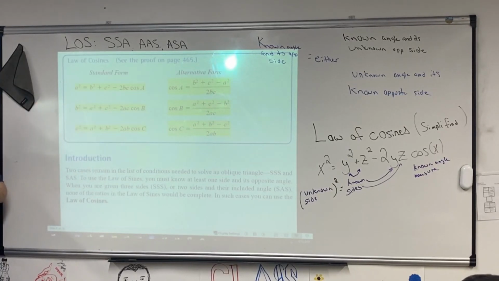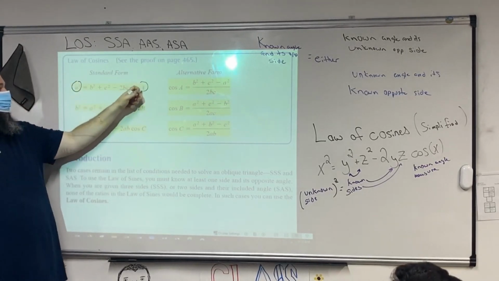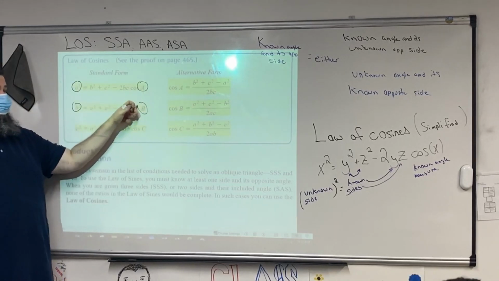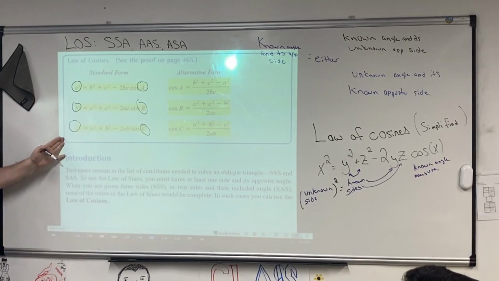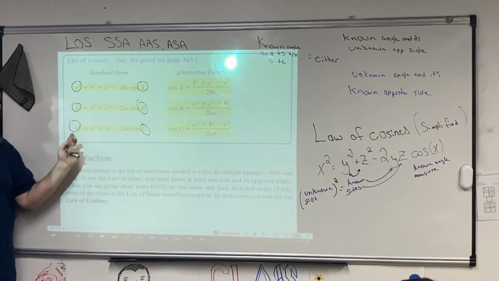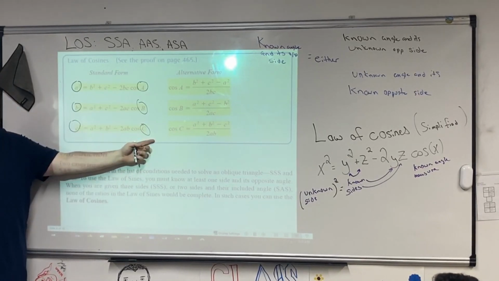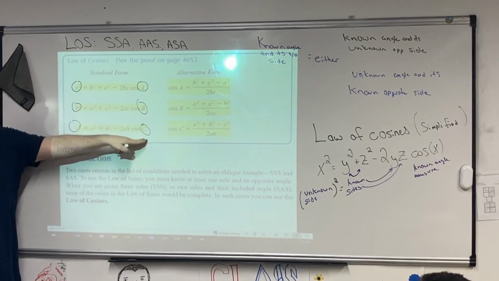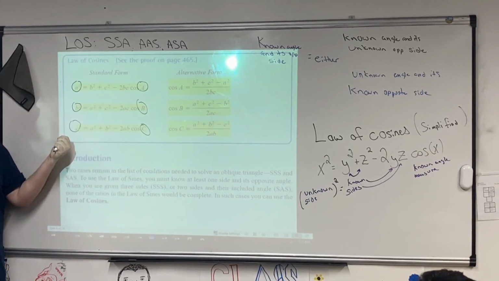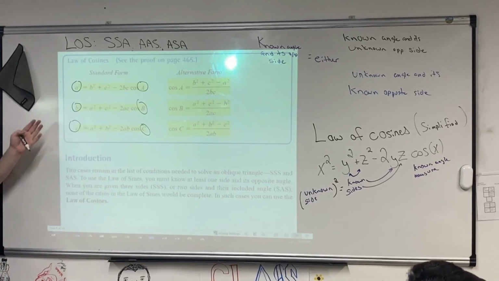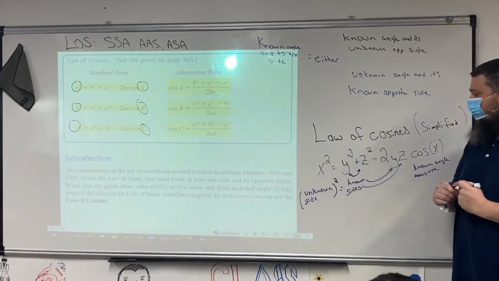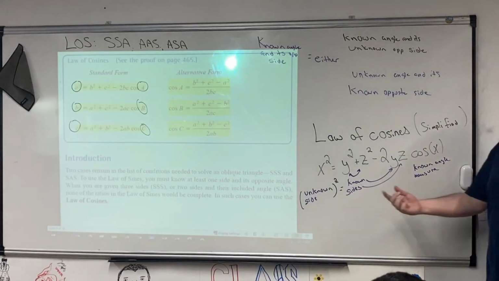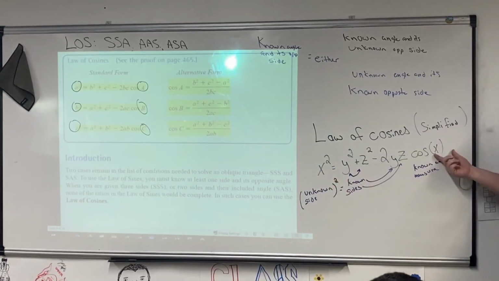Exactly. Here's the trick. For every one of these, notice if it starts with A, it ends with A. If it starts with B, it ends with B. If it starts with C, it ends with C. One of these is going to be our known, and it's going to be its opposite unknown. So if I don't know C, then I have to know angle C to use the law of cosine. If I don't know angle C, I have to know side C to use the law of cosine. So instead of memorizing all of these, since we always associate x with our unknown, write it as x squared at the beginning and end.